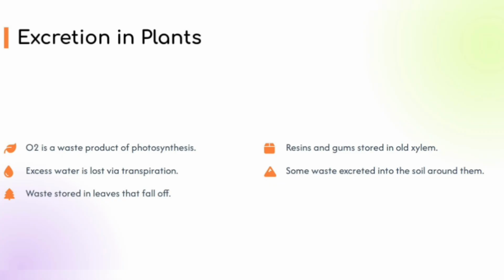Plants also store substances like resins and gums in old tissue. Certain waste materials are released into the soil through roots. In this way, plants maintain balance by removing unwanted substances from their body.